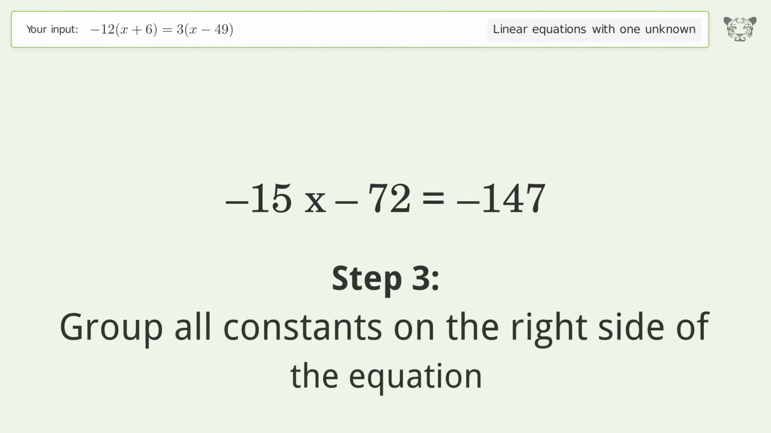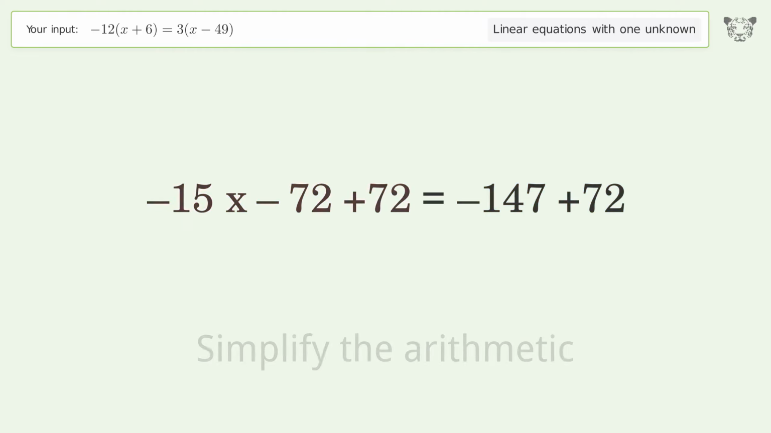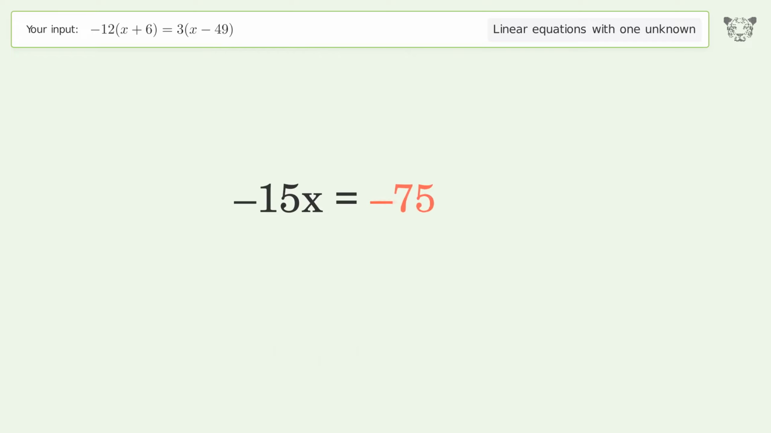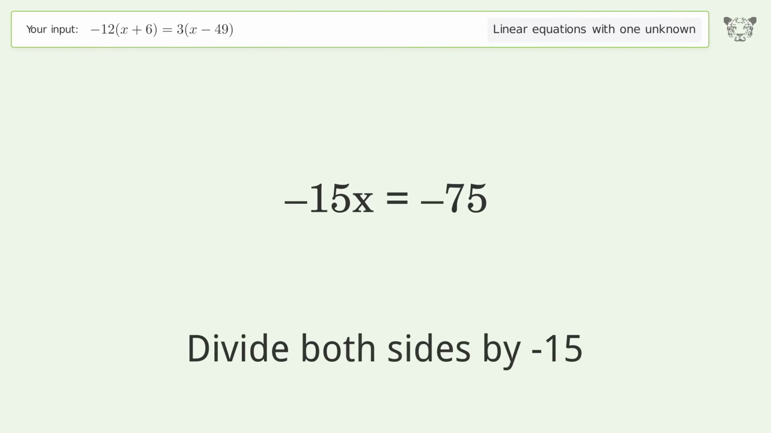Group all constants on the right side of the equation. Add 72 to both sides. Simplify the arithmetic. Isolate the x. Divide both sides by -15.